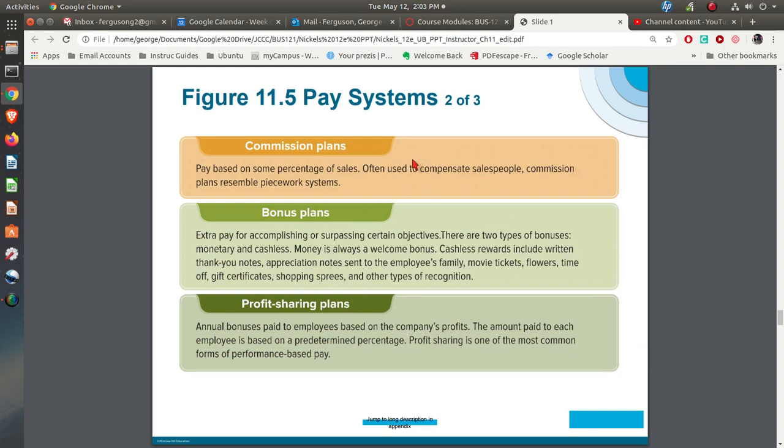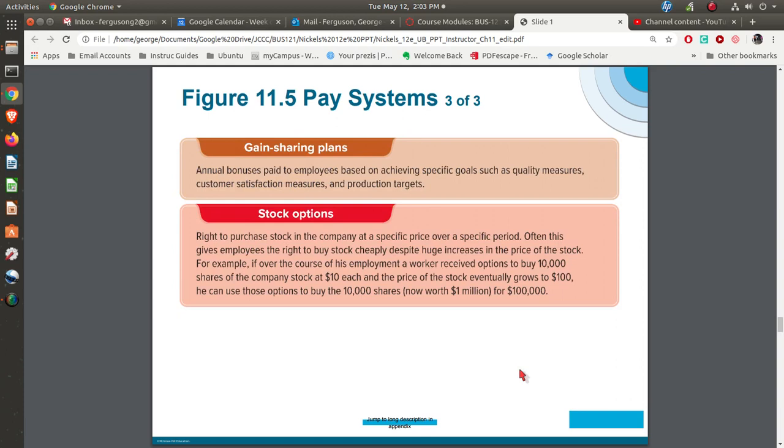Salespeople are typically on commission plans. In other words, you make a sale, you get X% for as far as a commission is concerned. Bonus plans, where you achieve a certain level and they give you a bonus. Then you have profit sharing. In other words, for all of the profits that the company makes, they share a portion of that with the employees. So the higher the profits, the more employees get with those plans.